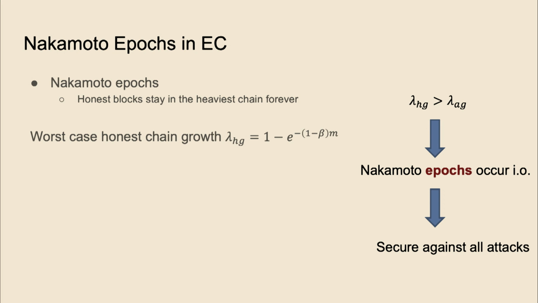So here for the honest chain growth, we use the worst-case honest chain growth. That is, in the worst case, we may have at most one block in each epoch. If you are familiar with the PDF of the Poisson distribution, then you can see that the worst-case chain growth I showed here is the probability that the Poisson random variable is non-zero.